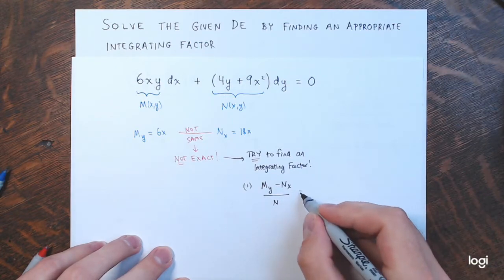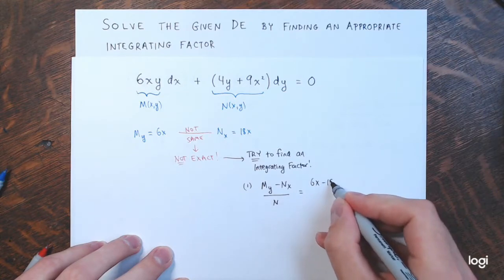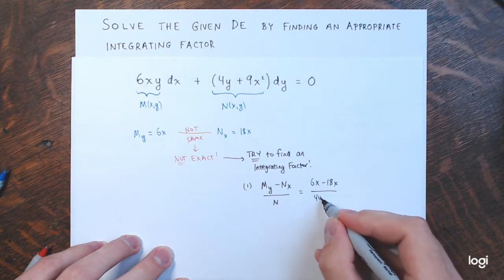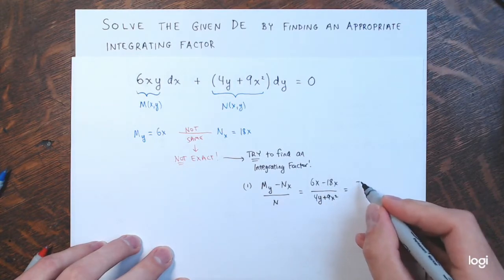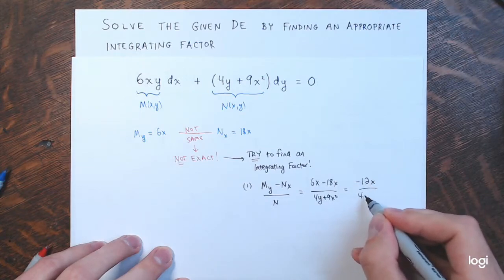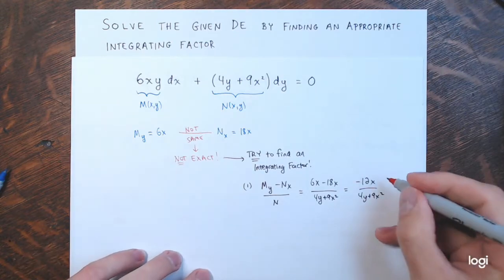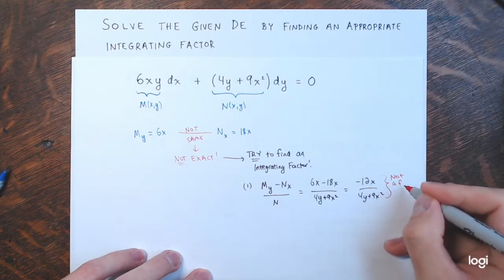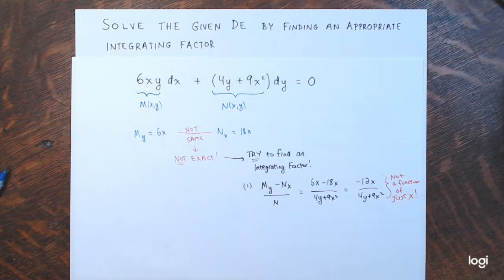Well, let's see, M_y minus N_x, that would be 6x minus 18x, divided by N, which is 4y plus 9x squared. So I have negative 12x over 4y plus 9x squared. This is not a function of just x. It's a function of x and y. All right, so I can't get an integrating factor from this.